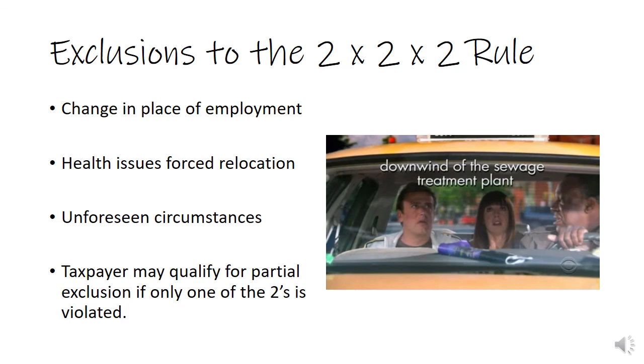And finally, a taxpayer may qualify for partial exclusion if only one of the twos is violated. In this case, you would take the percentage of months in which all 3 conditions were met, divided by 24, and use that percentage to figure out what percent of gain you can exclude. The remainder of the gain is then taxed at a capital gains rate.